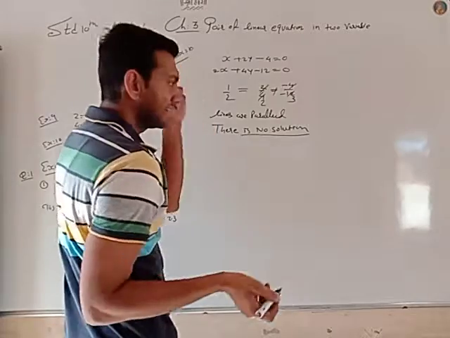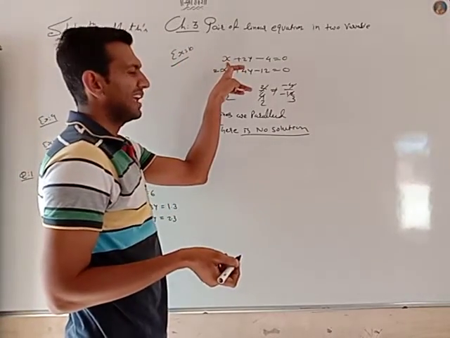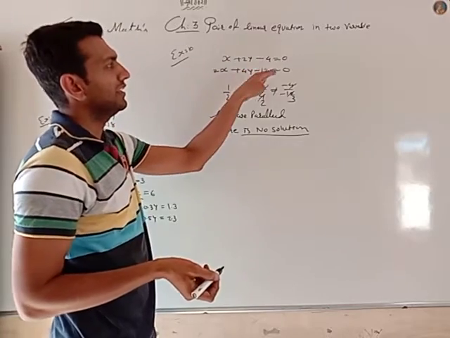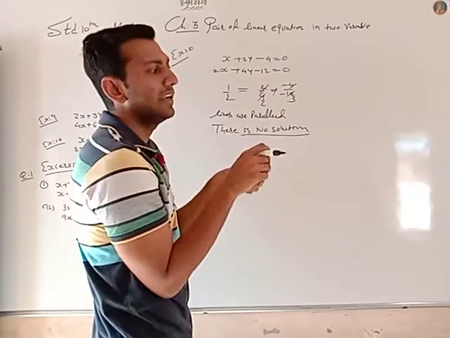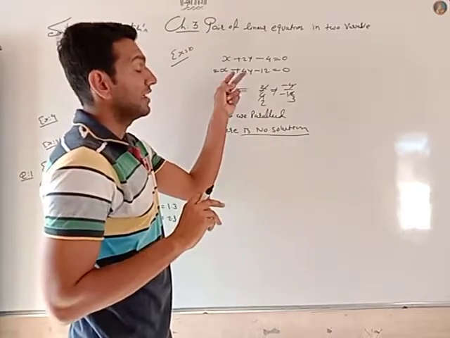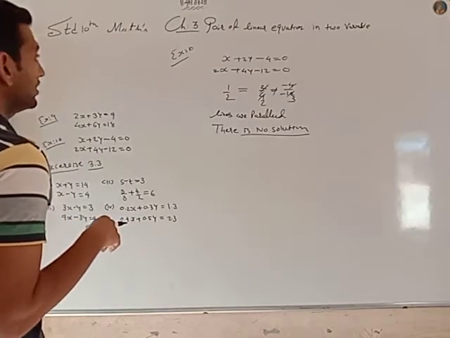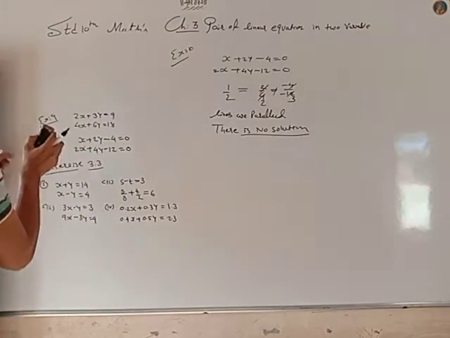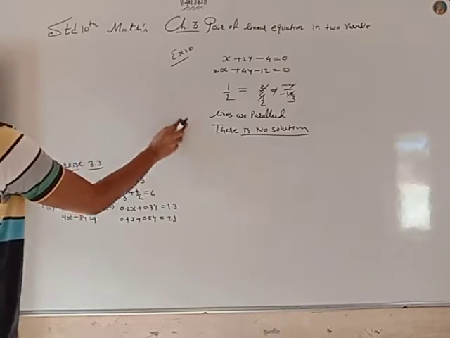You can't find it. If you do it yourself, find the value of any variable and put it in the second equation, you get an equality and the variable is eliminated. You can't find the value of x and y. So here your example 10 is over. Now let's start exercise 3.3.